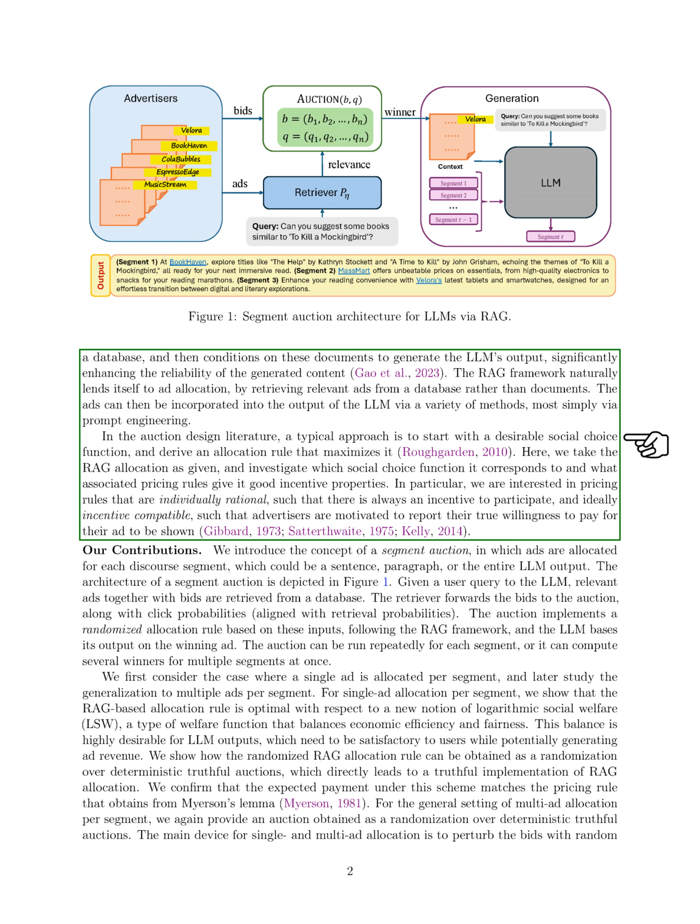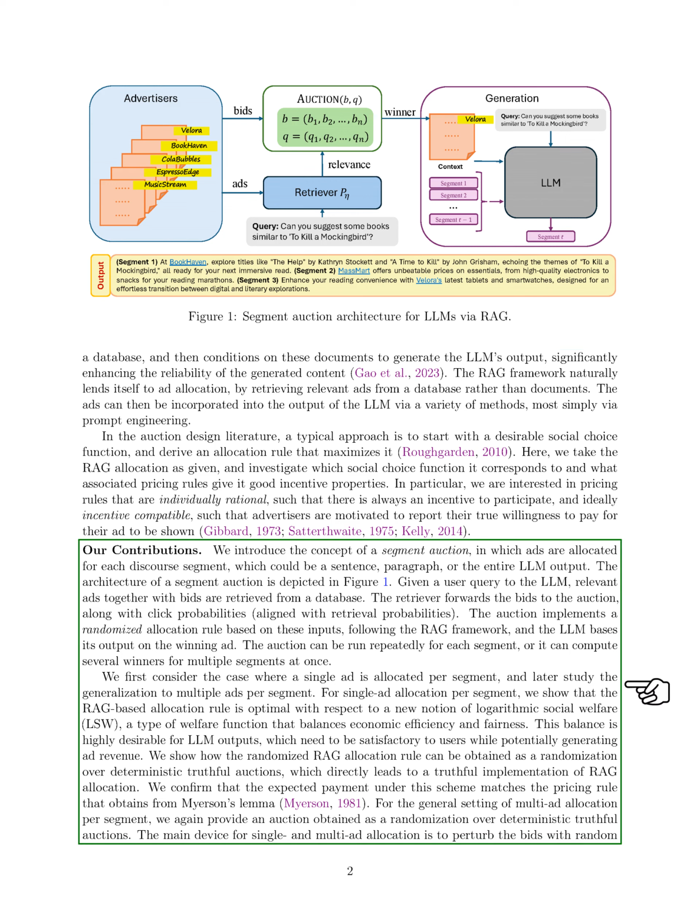We introduce the concept of segment auctions, where ads are allocated for each segment of the output, such as a sentence, paragraph, or the entire content. The auction process involves retrieving relevant ads and bids, forwarding them to the auction, and implementing a randomized allocation rule based on these inputs. We explore both single ad and multi-ad allocation per segment scenarios.